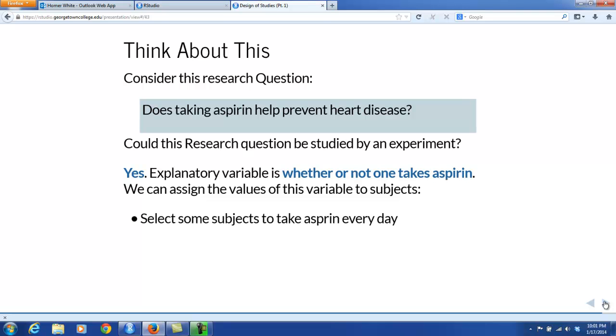And then we could select some of the subjects to take aspirin every day. And the other subjects would have to not use aspirin. Our two treatments, aspirin yes, aspirin no, would form two treatment groups of subjects. The treatment group that takes aspirin every day, the treatment group that does not.